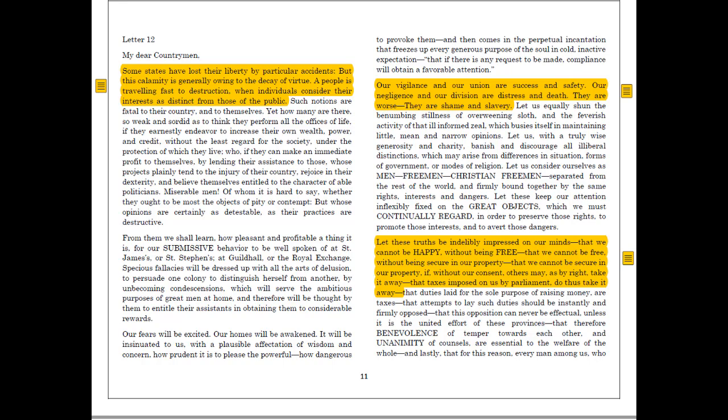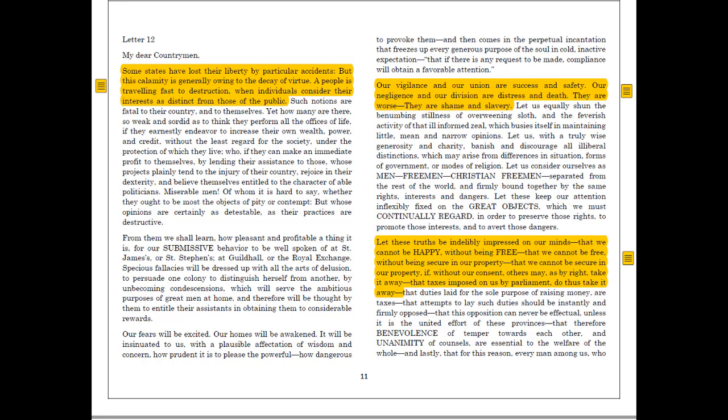And the shorthand, or the kind of euphemism, that emerges in American political discourse to embody this cultural identity is the word union. So when the revolutionary writers and constitutional writers invoke this word union, the American Union, what they mean is that identity as Americans, as distinct from being Britons. At the top of the right-hand column on 11, the highlighted passage: "Our vigilance and our union are success and safety. Our negligence and our division are distress and death. They are worse. They are shame and slavery."